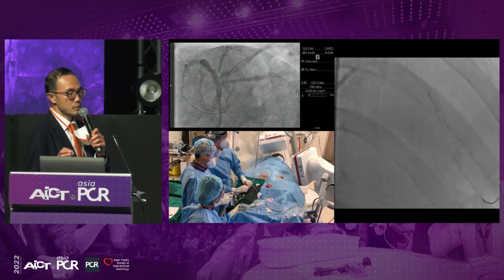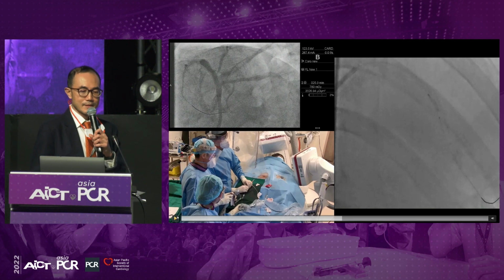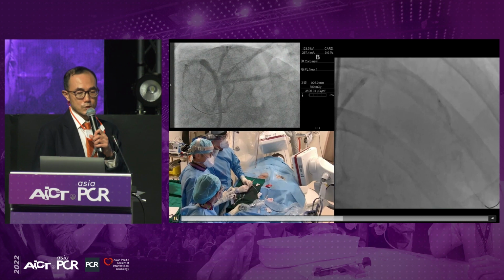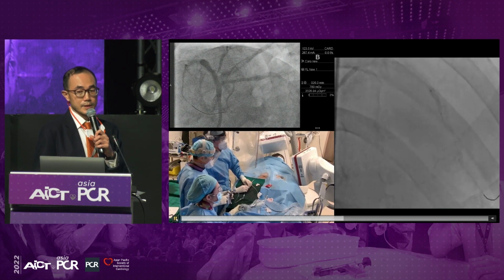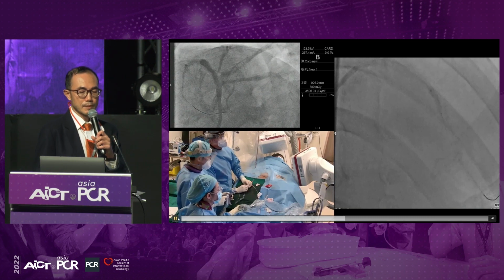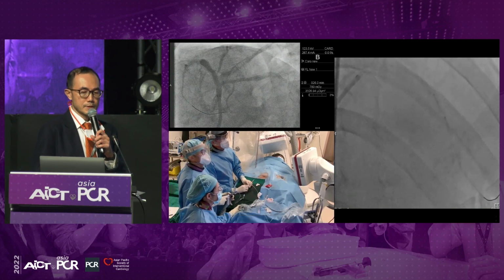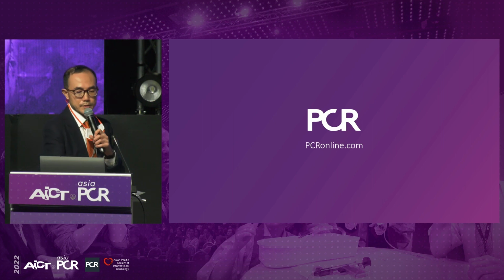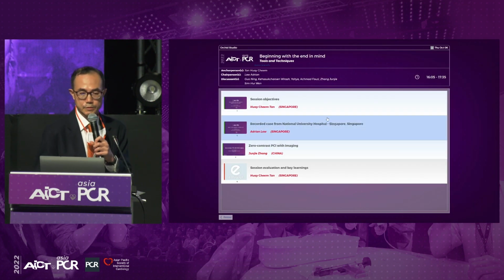So we decided we're just going to inflate at low pressure. Basically, we're using this 4 millimeter intravascular lithotripsy balloon at a mid-LAD at maybe 2 atmosphere. So certainly it's not a 4 millimeter expansion. And then we just applied the pulses.